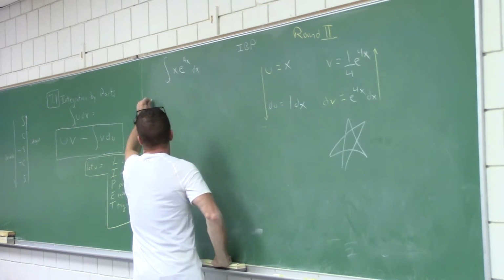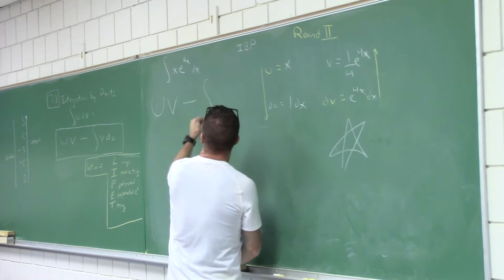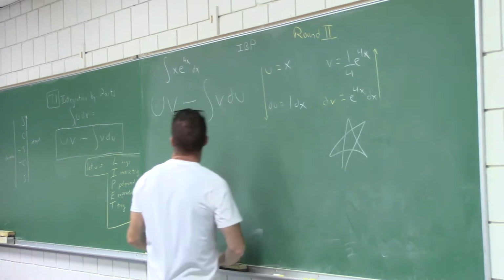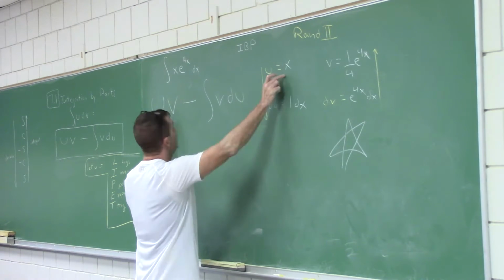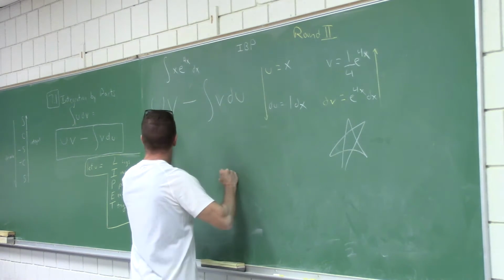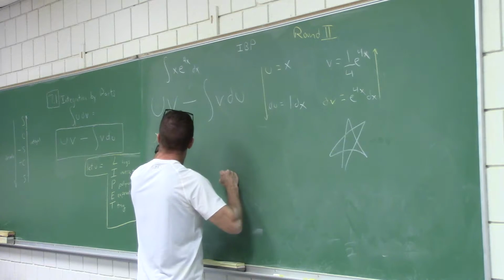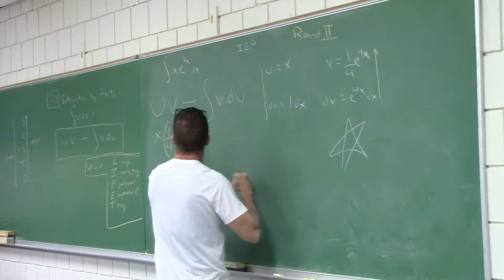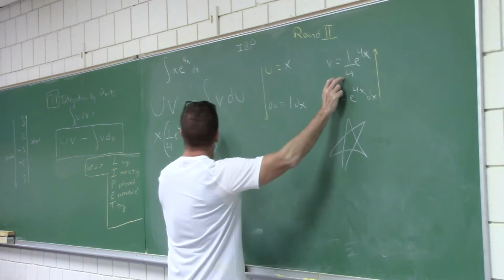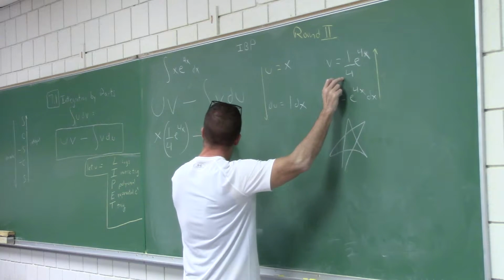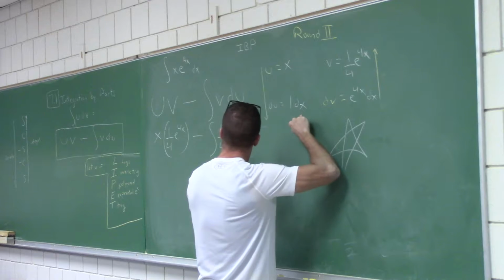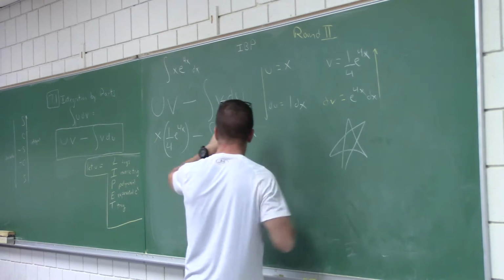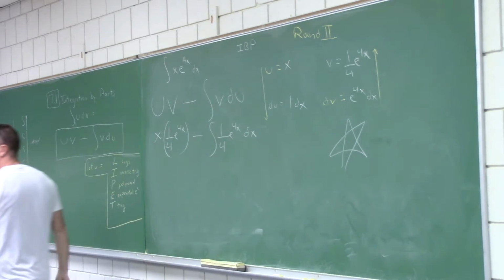All right. uv minus the integral of u dv. University of Virginia. u is x. v is 1/4 e to the 4x, minus the integral of 1/4 e to the 4x times du, 1 dx. I'll get your suggestions on how to handle the rest of this.